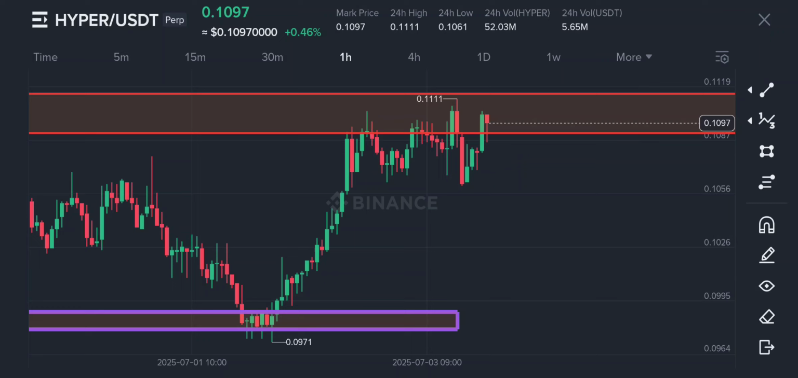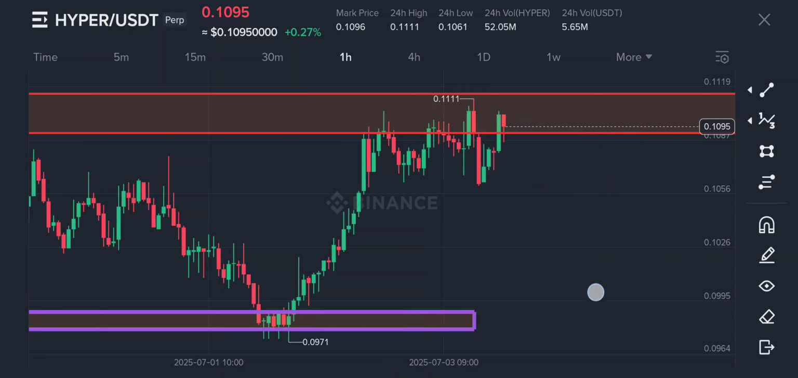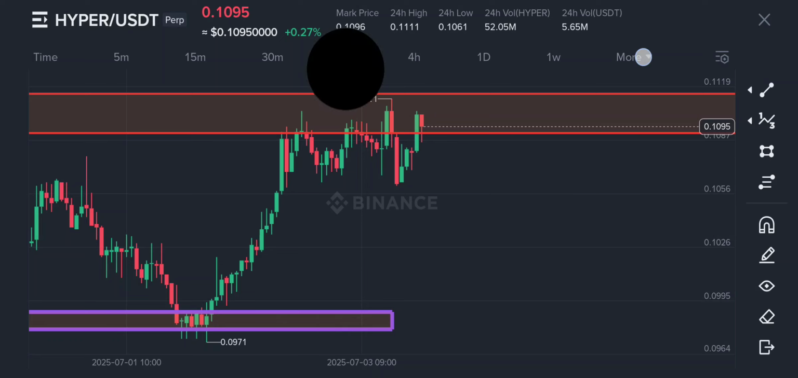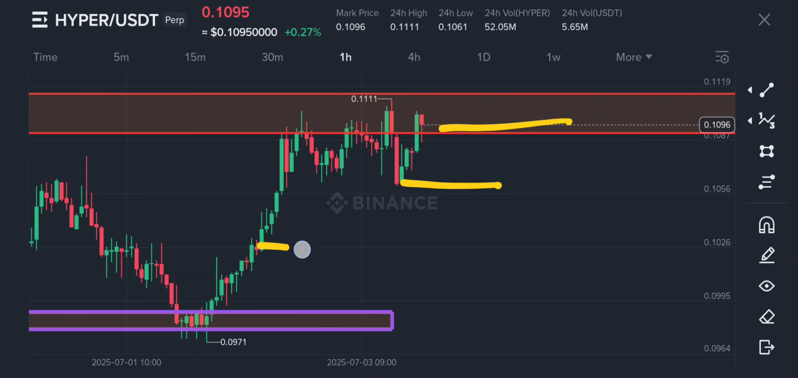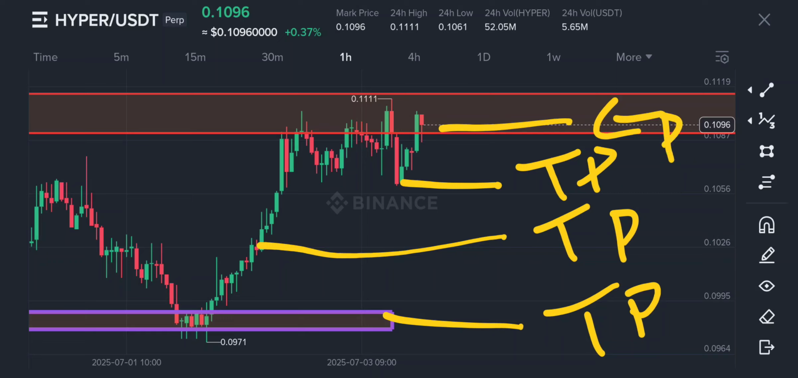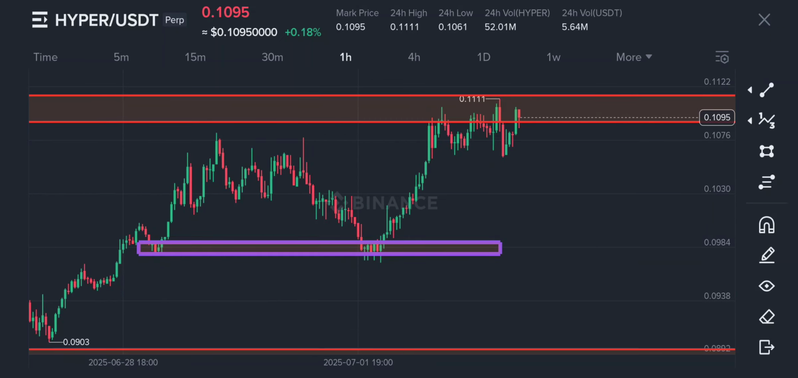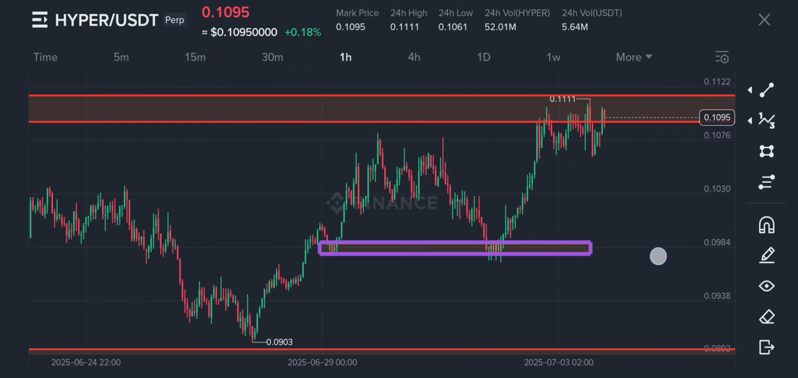On Hyper, you are going to take a sell. You are expecting the market to go all the way down. So you take your first take profit here. You put your TP here. You enter here, TP1, TP2, and you put here as TP3. So this is our entry on Hyper. I'm going to drop it right now in the group.